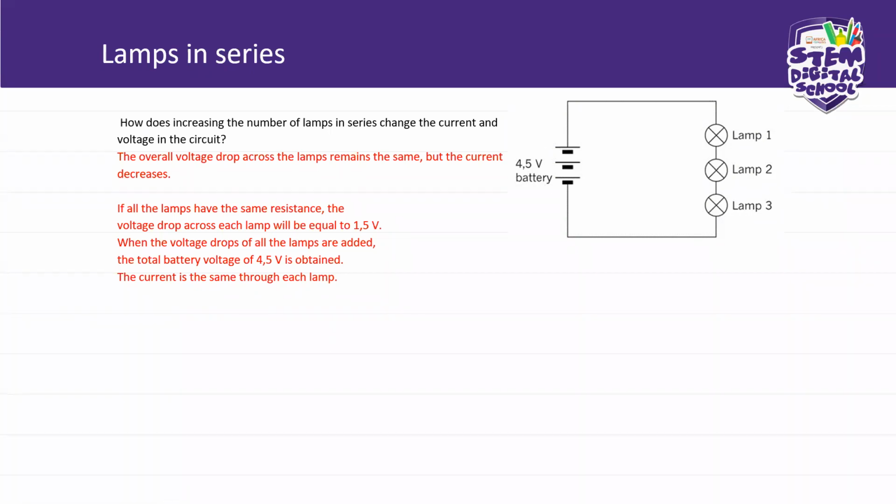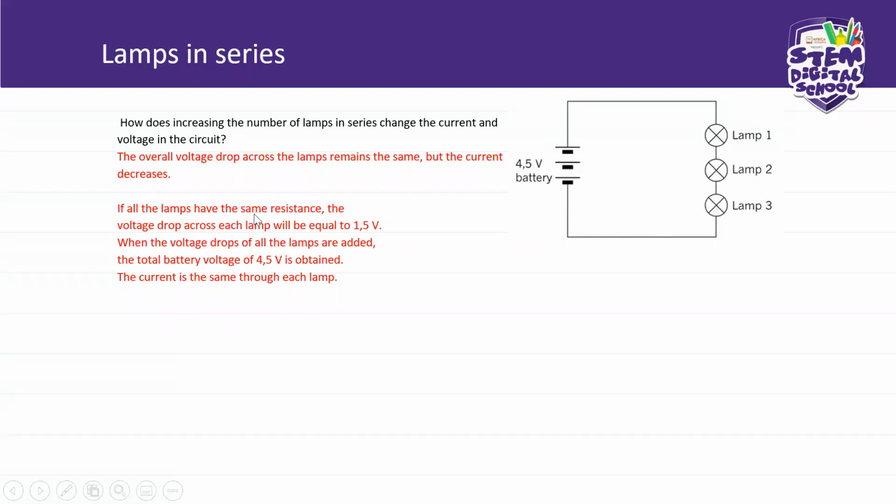And that is the same throughout the circuit. Okay? But current, it decreases. Why does the current decrease? Because it is shared by these lamps.